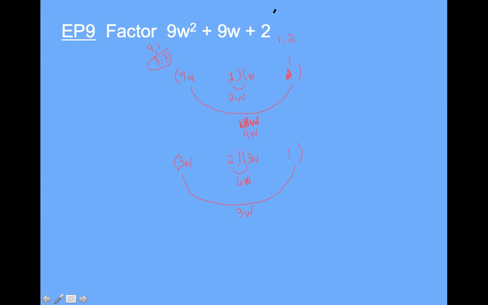Yes. All right, last term positive. This is positive. It must be both positive. So 3w plus 2 times 3w plus 1 is the final factorization of this polynomial. Again, the 3w plus 1 could be the first term. You could put that first. That part of it doesn't matter as long as you have the right signs and the right numbers in front of the variables.